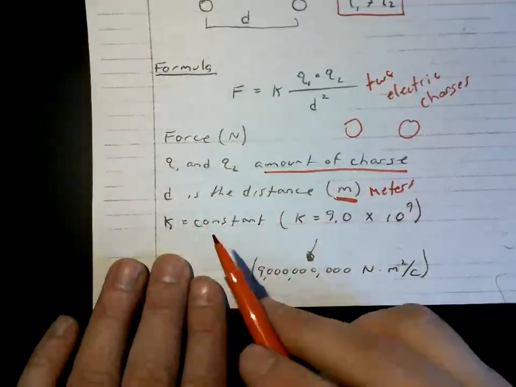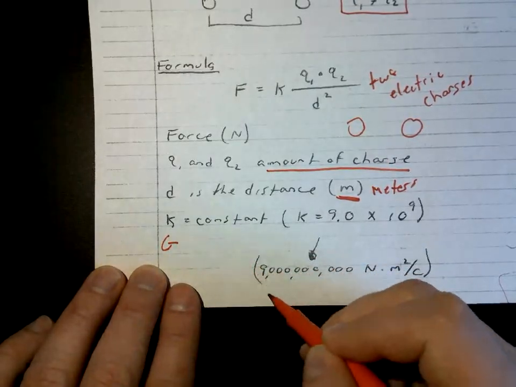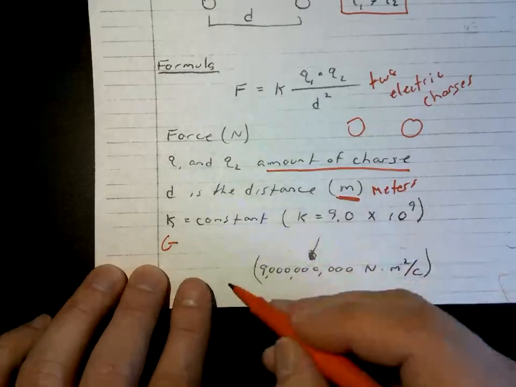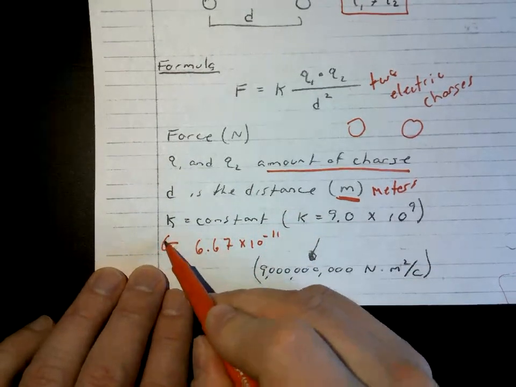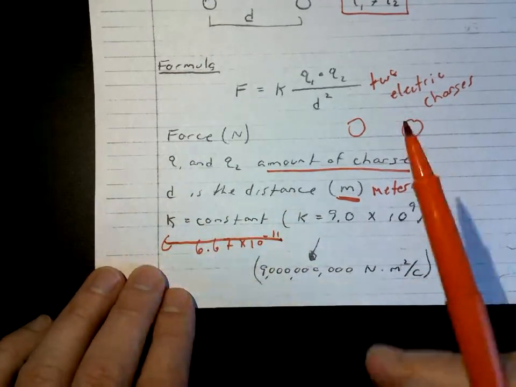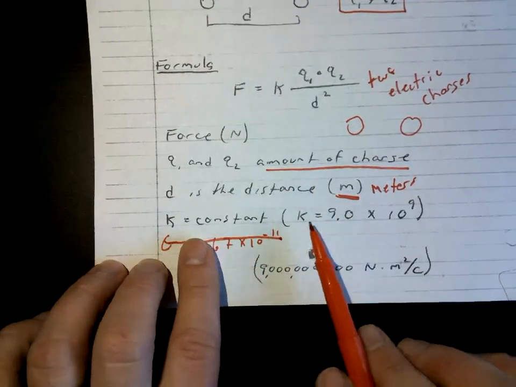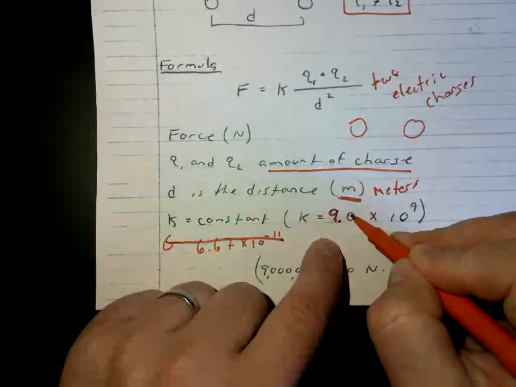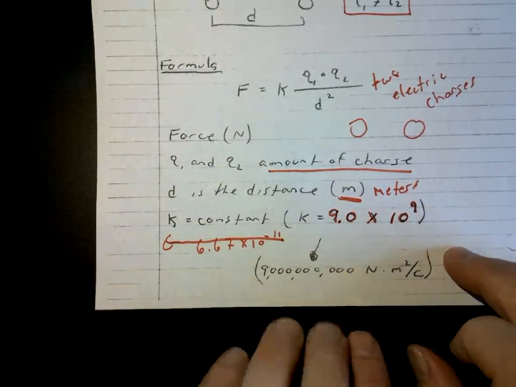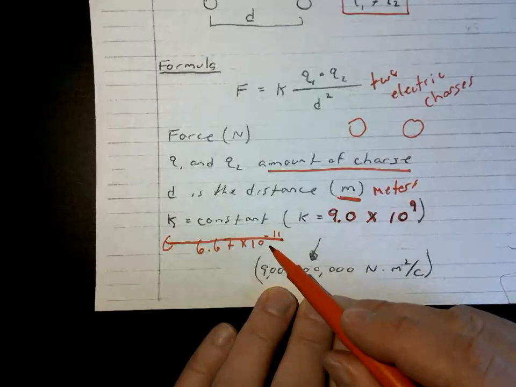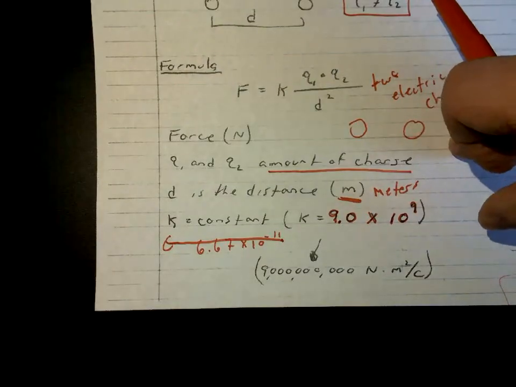Then we have gravitation. Remember back in the day, we used the gravitational constant, which was some number, right? I think it was 6.67 times 10 to the negative 11 power. But we're not doing that because we're doing electric charges, so we're going to use what we call K, which is a constant. That number is 9.0 times 10 to the ninth power. Now think about that compared to gravitation. Gravitational force was very small. You can hardly notice it, but it was still there.